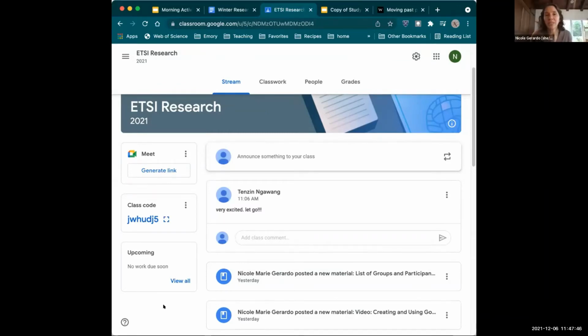So we are going to use this exercise also to introduce you to a place within Google where your group will be storing documents that you create.